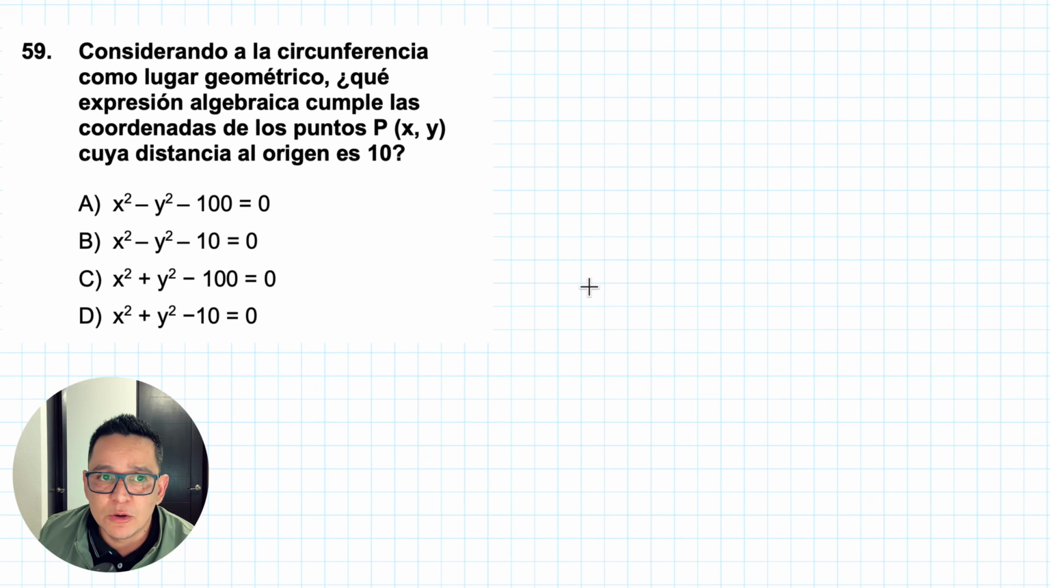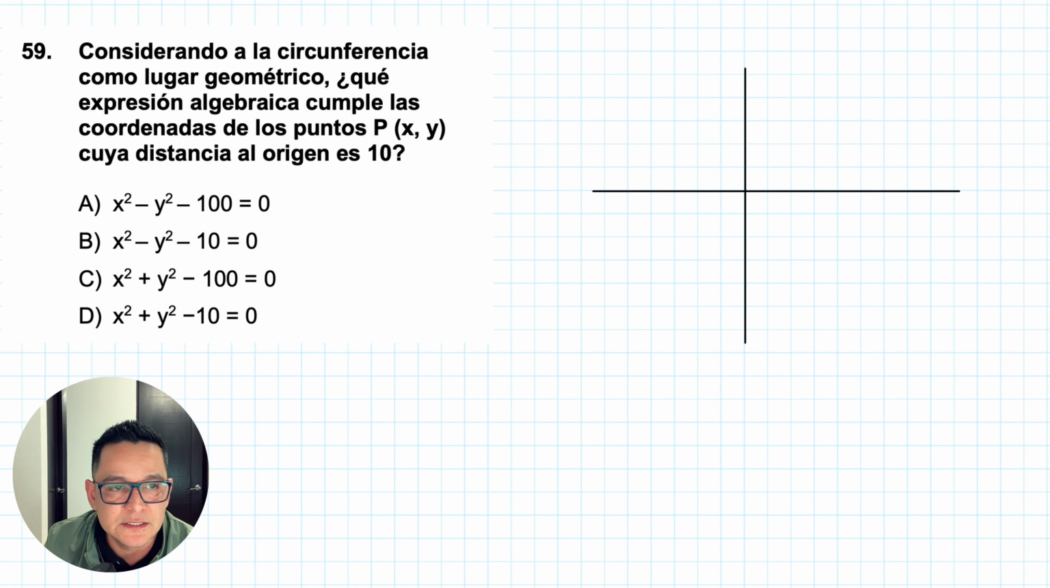Considering the circle as a geometric locus, what algebraic expression do the coordinates of points P, X satisfy if their distance from the origin is 10? Okay, that one is also easy. I don't really like the wording, but I understand what it means. Basically, it's telling you that you have a circle with its center at the origin. Okay, so let's draw it.